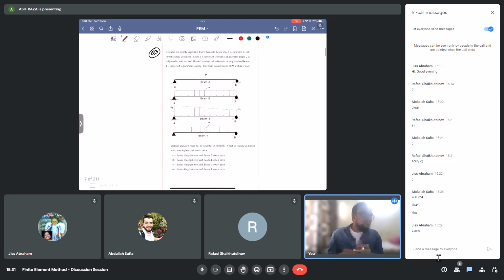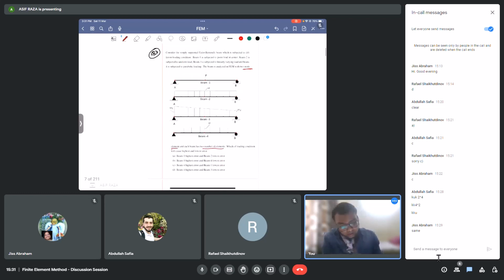Now let's move on to the next question. Consider the simply supported Euler Bernoulli beam which is subjected to different loading conditions. Beam 1 is subjected to point load at center, beam 2 is subjected to uniform load, beam 3 is subjected to linearly varying load, and beam 4 is subjected to parabolic loading. The beam is analyzed with two node elements and each beam has two elements. So which of the loading conditions will cause highest and lowest errors?